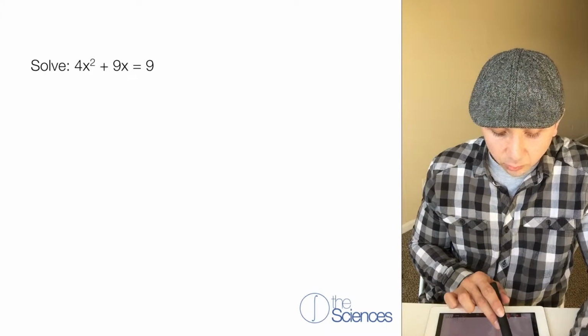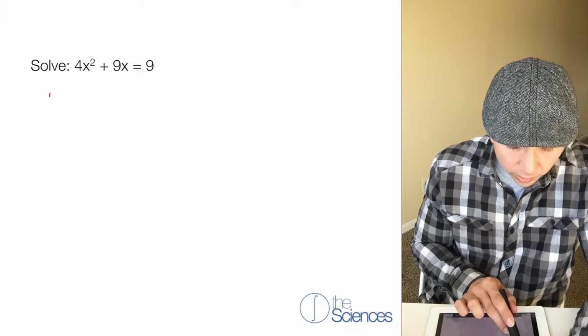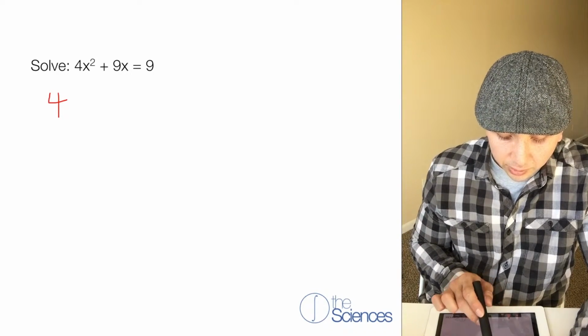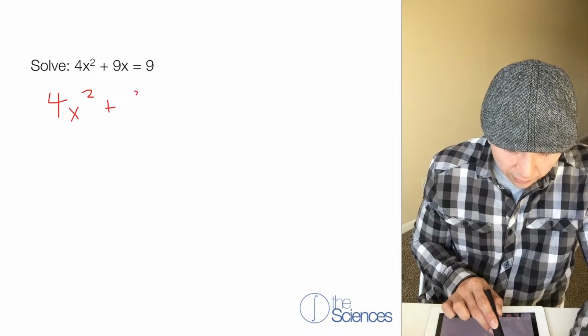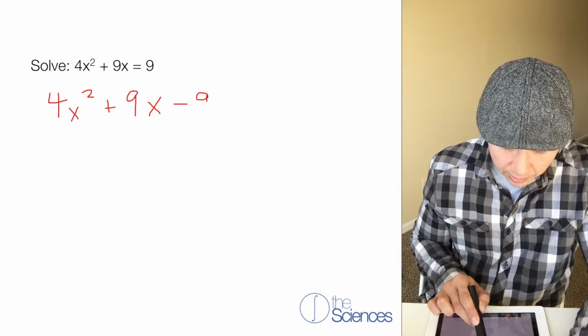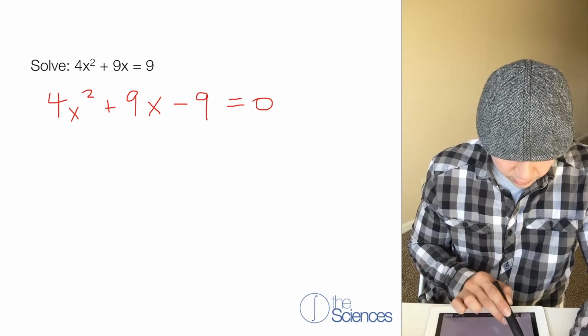Here we have 4x squared plus 9x equals 9. So we want to write this in standard form of ax squared plus bx plus c equals 0. So to do this, we're going to have to move 9 to the other side, which gives us 4x squared plus 9x minus 9 equals 0. Now we're going to want to factor.